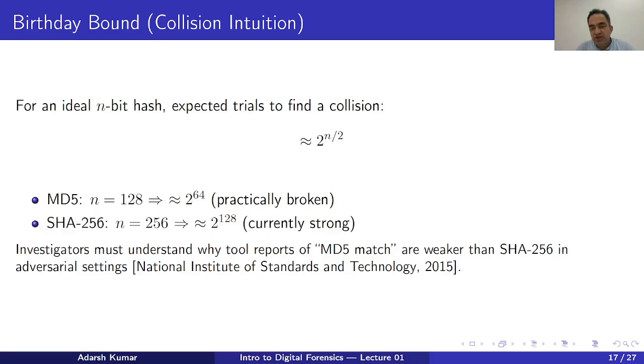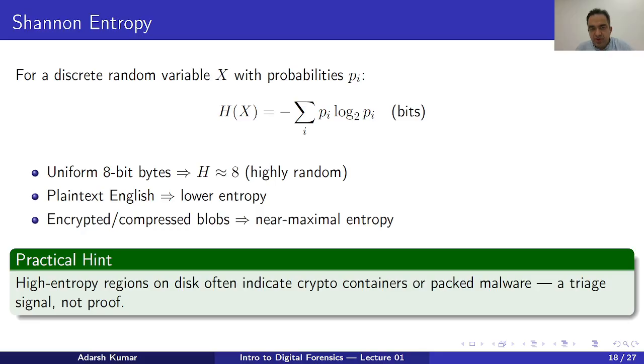For example, in a disputed document case, relying only on MD5 to prove two files are identical is riskier than SHA-256, because sophisticated parties might exploit MD5 collision techniques.